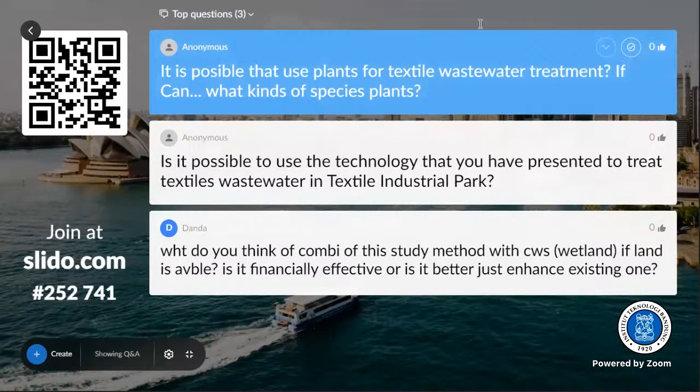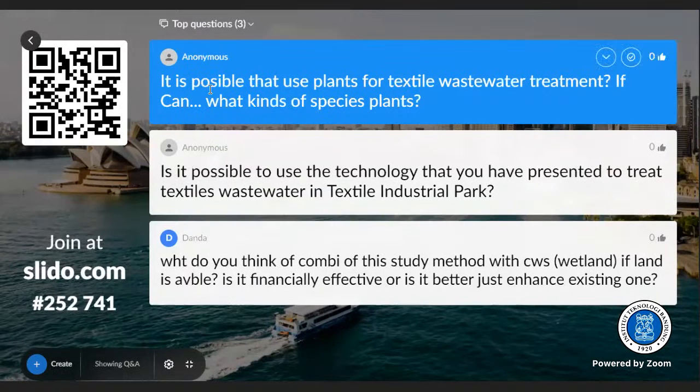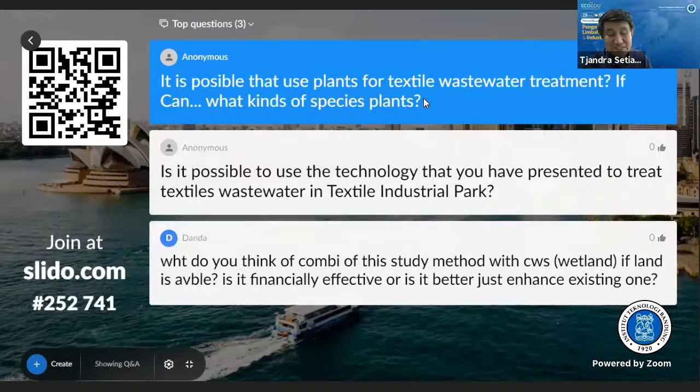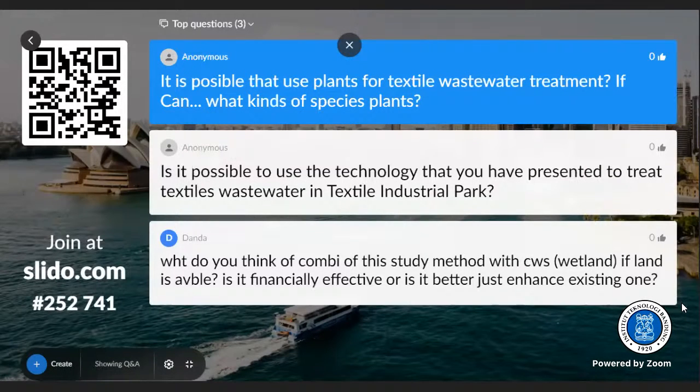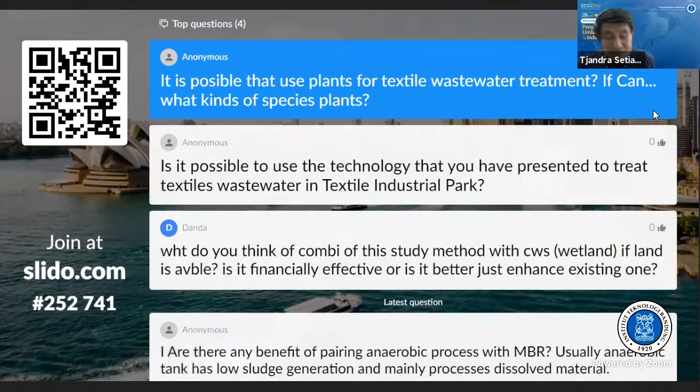Okay, this is the first question. Nida asks, for Ms. Huang, is it possible to use plants for textile wastewater treatment? If so, what kinds of plant species? You mean using plantation, like a wetland? Probably Huang or Dr. Watari would like to address this one. Is there any possibility to use plantation to treat textile wastewater?